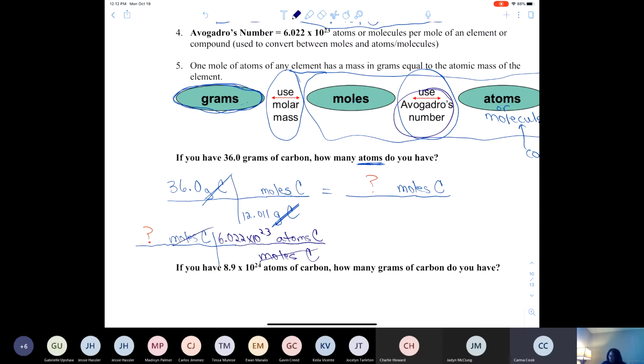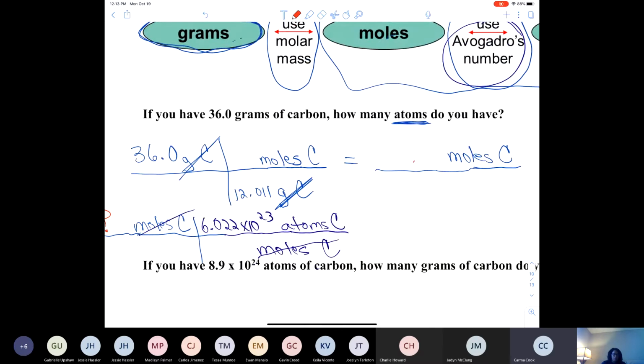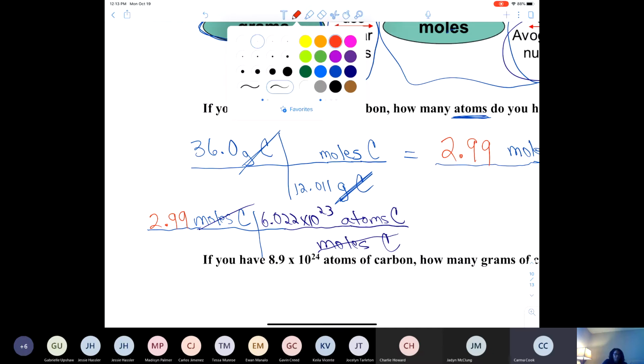So how many moles of carbon do we have? I've already set it up. Can someone do the calculation for us, please? 36 divided by 12.011. So we got 2.99 moles. And then we take that 2.99 moles and convert them to atoms by multiplying by Avogadro's number.